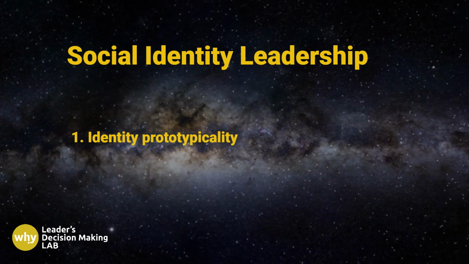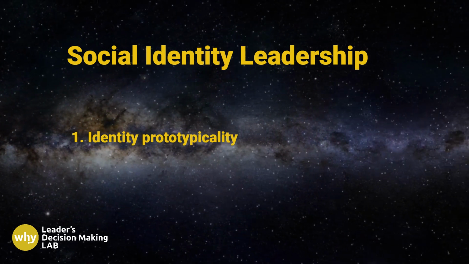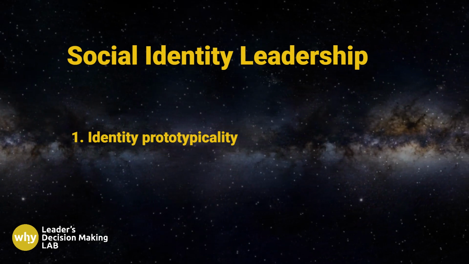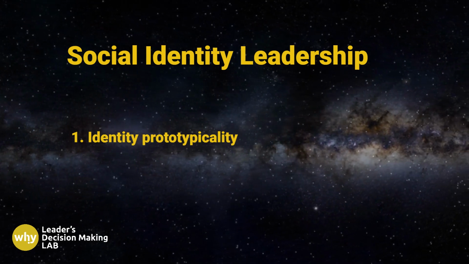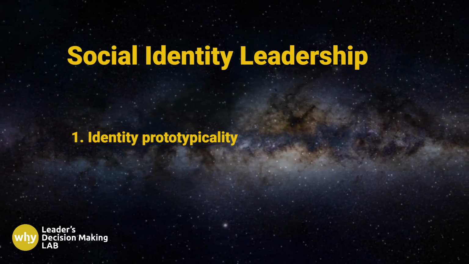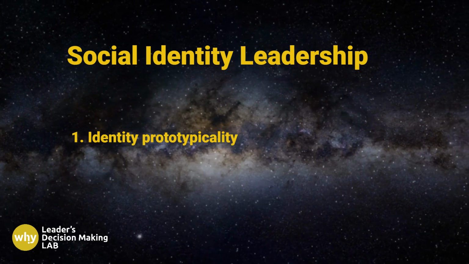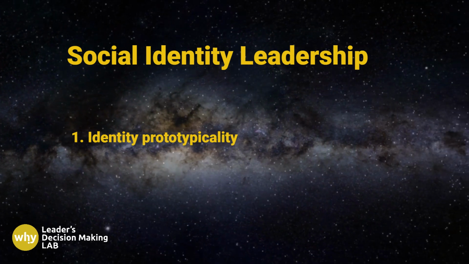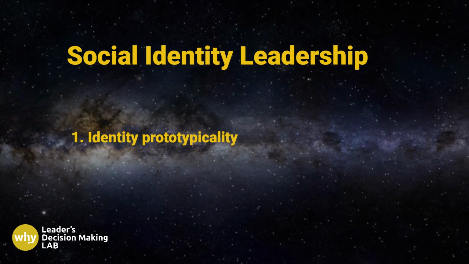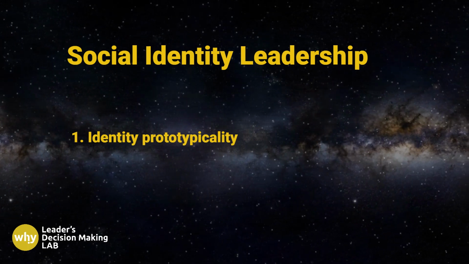This perception of the leader as representing a shared social identity fosters trust in the leader and gives them a basis to influence group members, which ultimately increases the effectiveness of their leadership. The more prototypical a leader is of a specific group, the more they are perceived to embody what it means to be one of us, and the more effective they are in influencing group members.